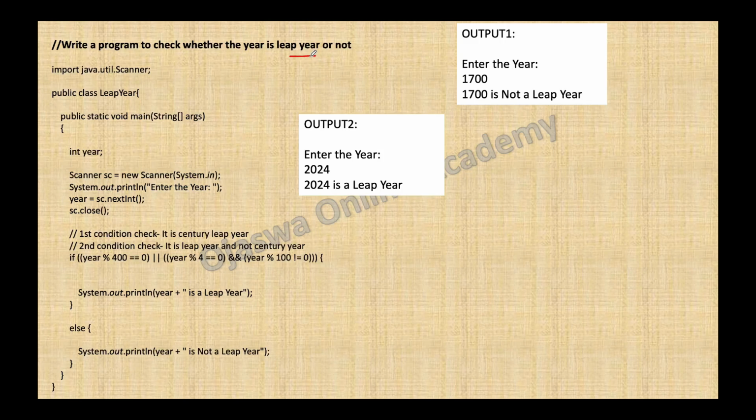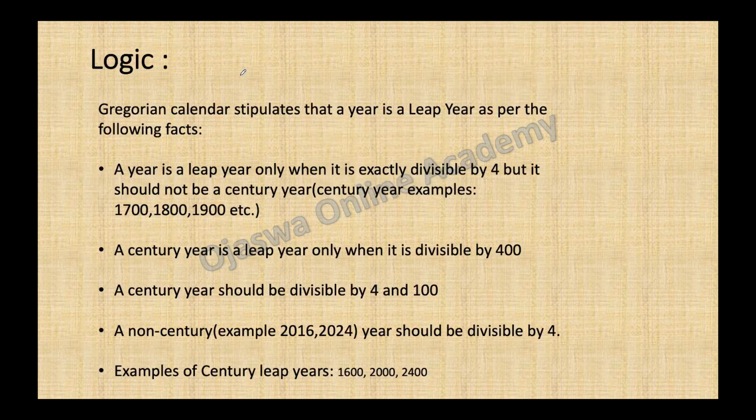Write a program to check whether the user entered year is leap year or not. So let us first try to understand the logic that will check whether the year is a leap year or not. Gregorian calendar stipulates that a year is a leap year as per the following fact. So the first condition is a year is a leap year only when it is divisible by 4.